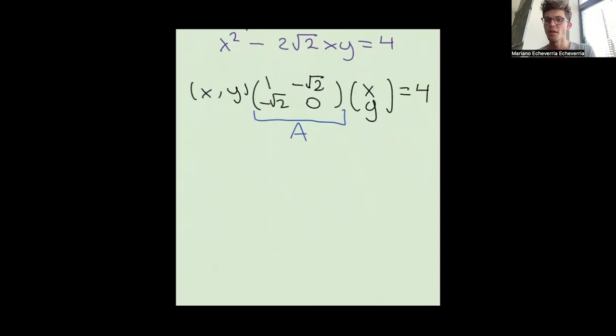And then you have to find the eigenvalues for this matrix. Okay, so I'll give you the eigenvalues for this matrix.